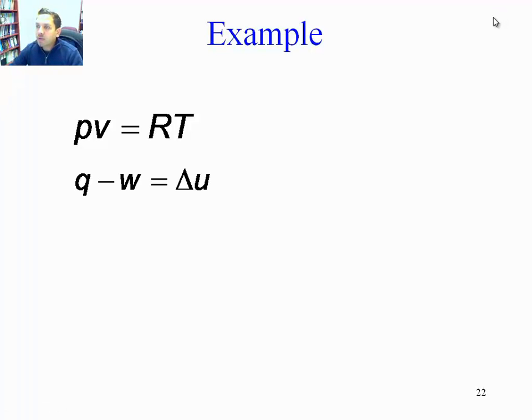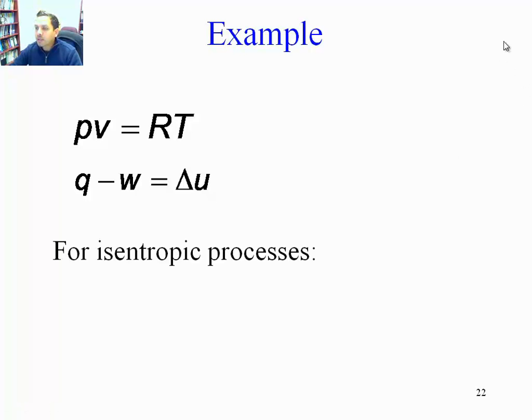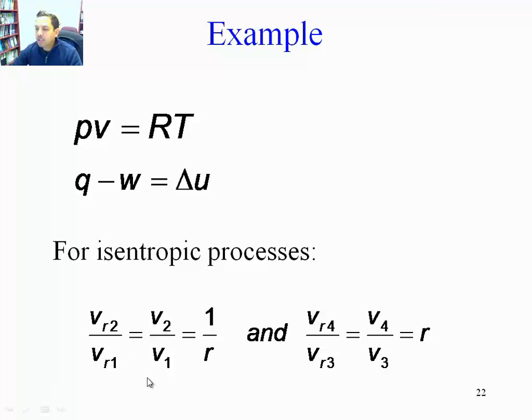First of all, these are the equations we have. Because air is an ideal gas, we use the equation of state, P times V equals RT. First law of thermodynamics, Q minus W equals delta U. For isentropic processes, we know that V1 over V2 is equal to R, and that is the same as VR1 over VR2, so we can relate the temperature that way from 1 to 2. We also know that 3 to 4 is an isentropic process, so V4 over V3 is equal to R, and therefore VR4 over VR3 is also equal to R, and that is something that we can use to relate the temperatures between state 3 and state 4.